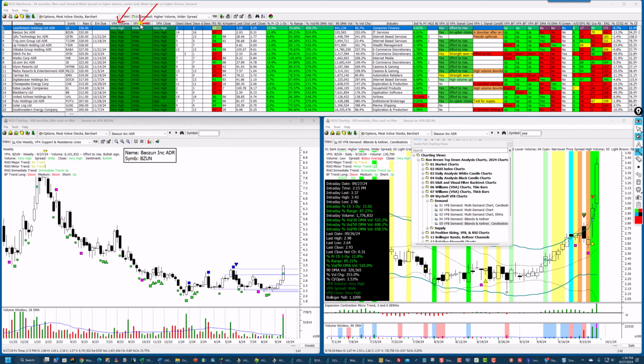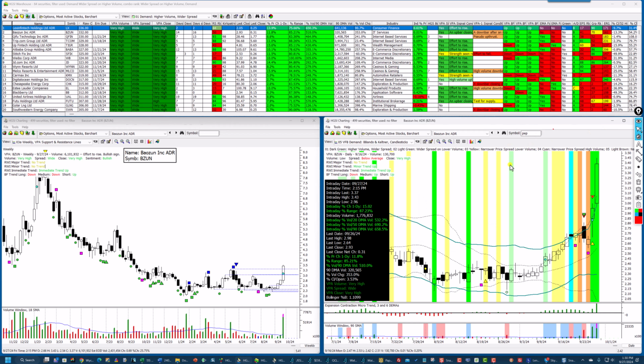So volume, spread, close. Okay, so that's weekly, I'm sorry. Now I need to go back here, get rid of this. It would correspond to this. This is yesterday's close right here on this green bar.